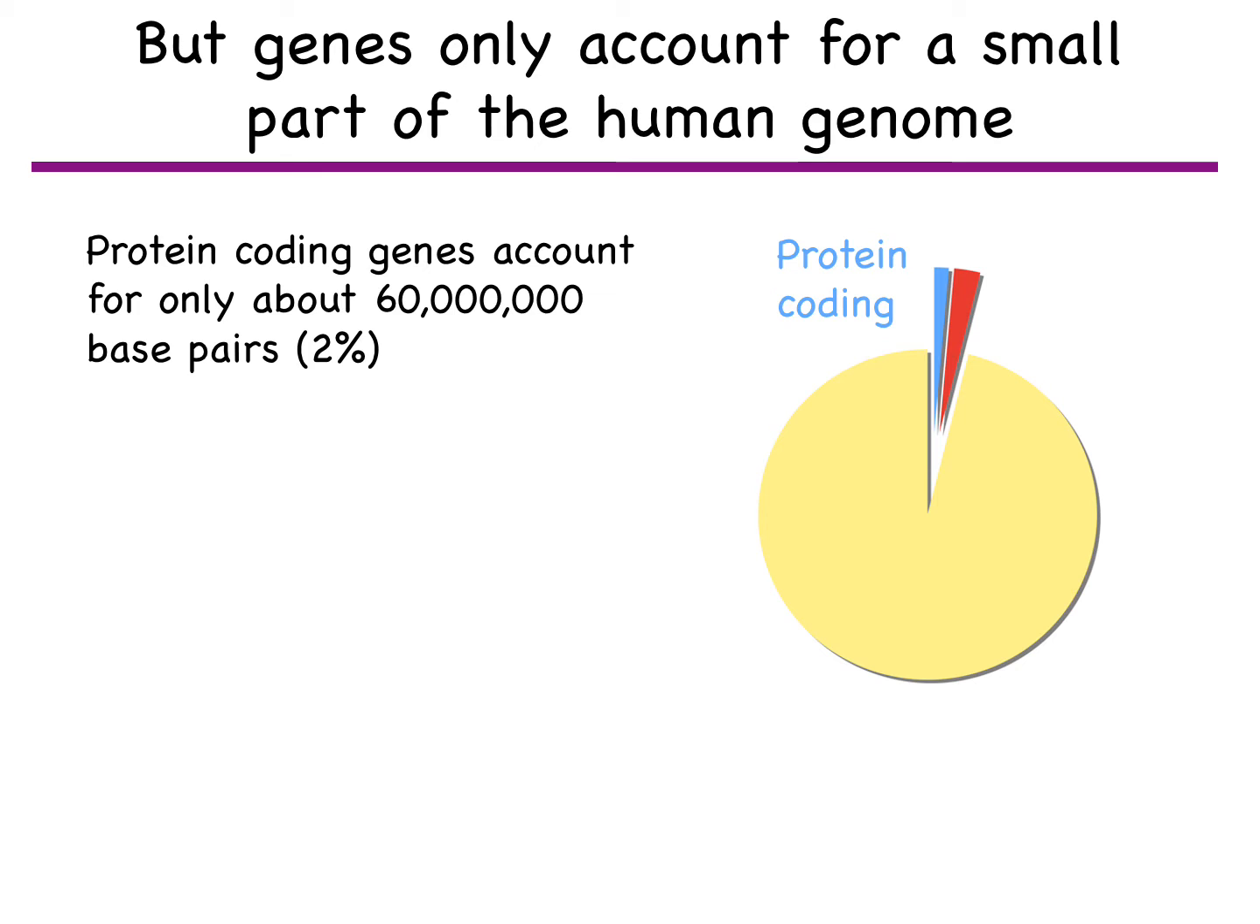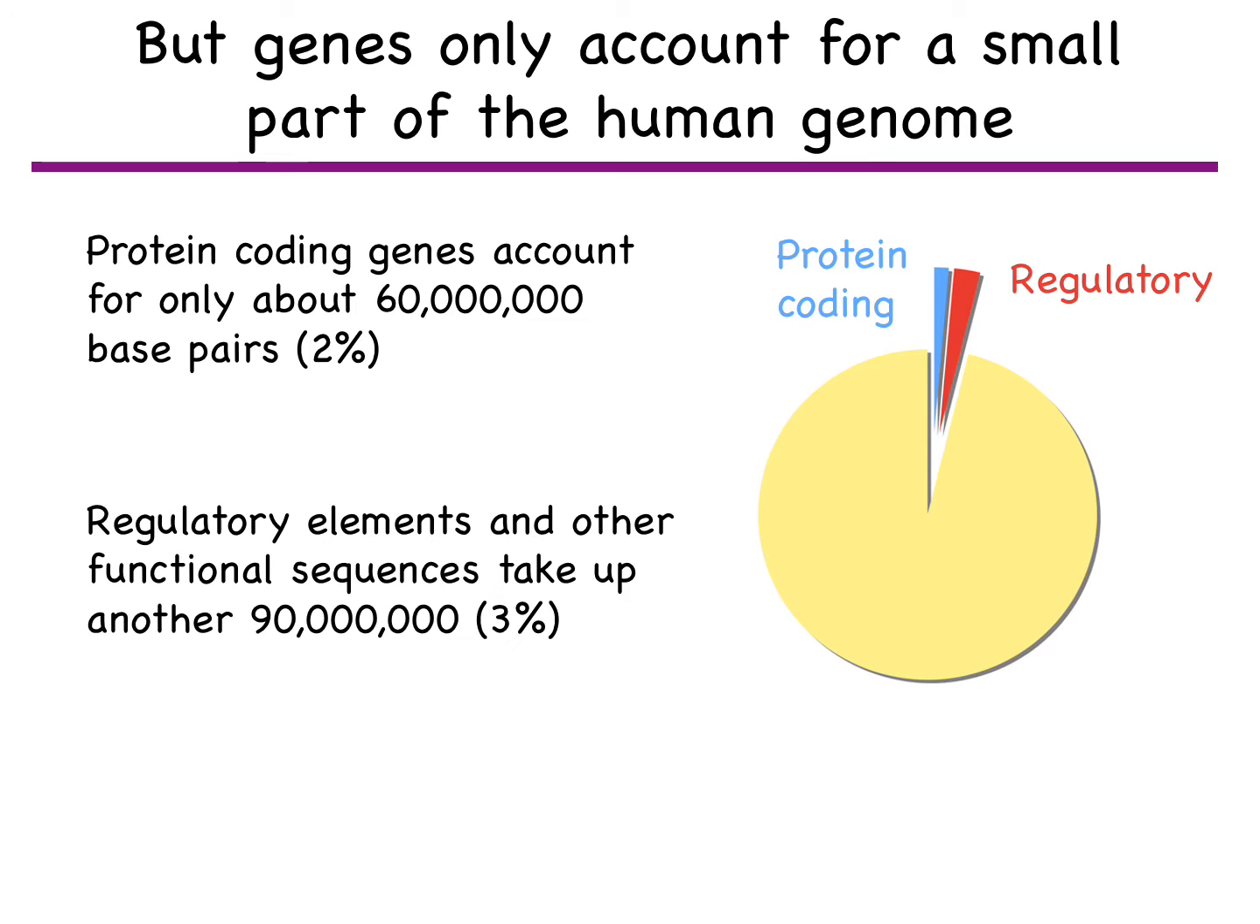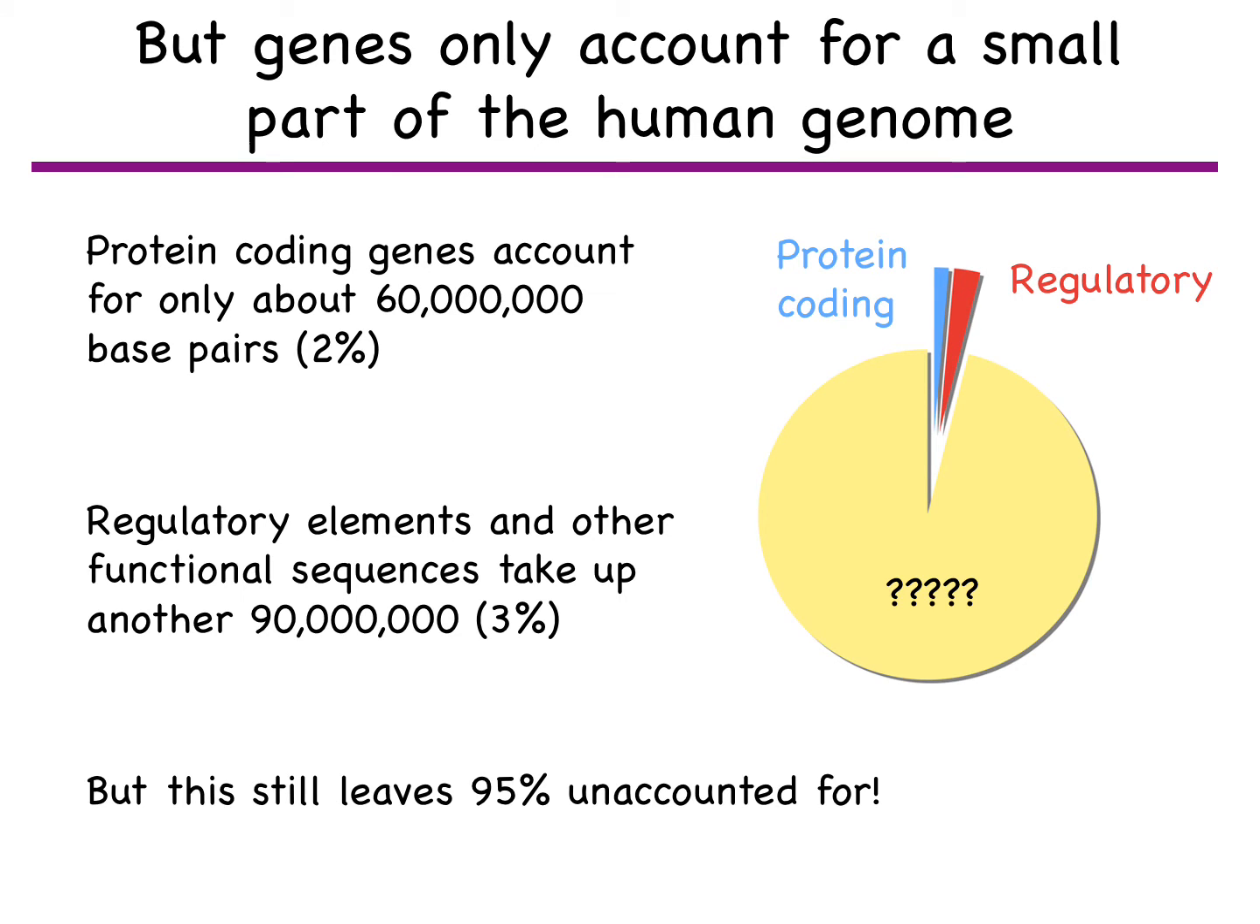So only 2%. Now another 3% consists of regulatory elements. These are like promoter sequences, for example, or sites and introns that are involved in splicing. But basically, regulatory sequences in the human genome account for another 3%. So that takes up about another 90 million base pairs. But that still leaves 95% of the genome completely unaccounted for. It's 95% of the human genome that doesn't perform any known function that we're aware of, basically. So let's break down this 95% into different categories.